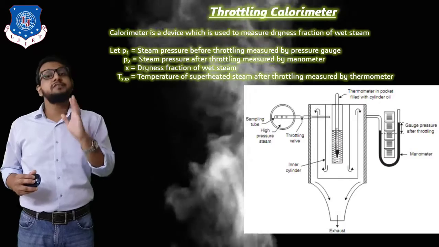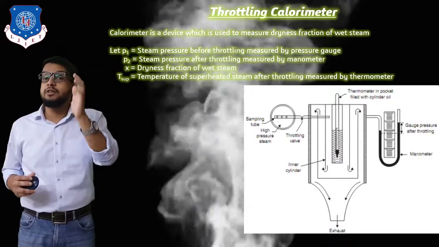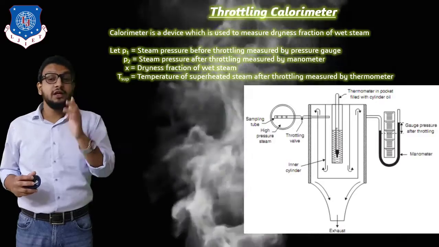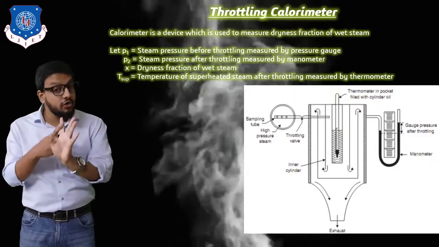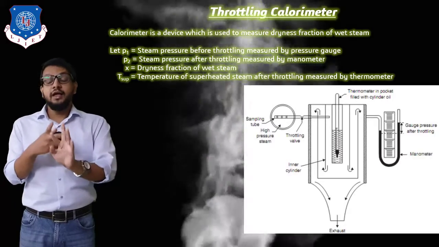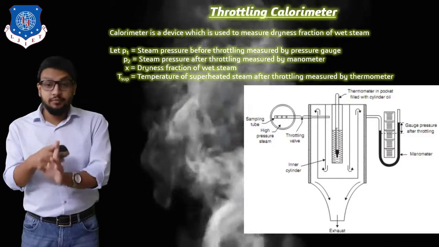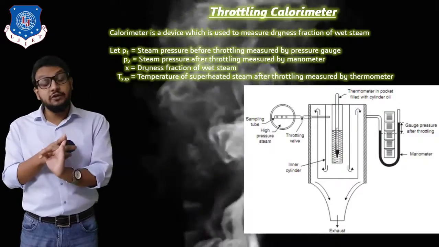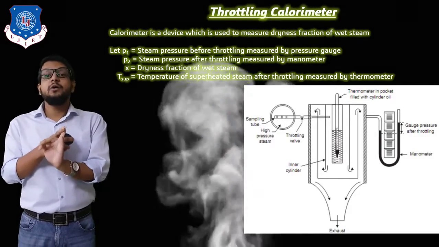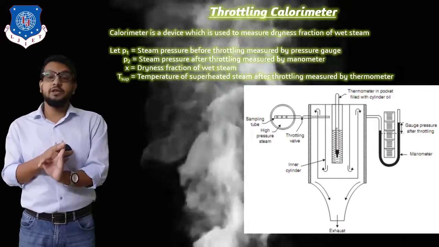The first type of calorimeter which we need to study is the throttling calorimeter. It is very obvious that it is going to work on our throttling process. So remember the concept of a throttling process: enthalpy is going to remain constant before and after throttling. Second, we are going to achieve pressure reduction, and third, the most important result which we obtain is that wet steam is converted into a superheated steam.